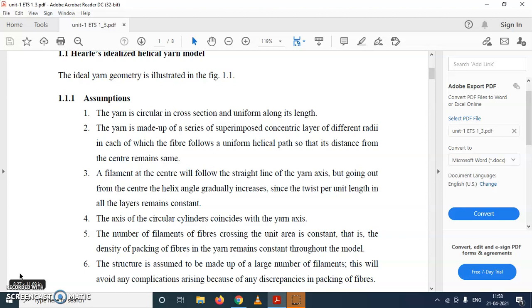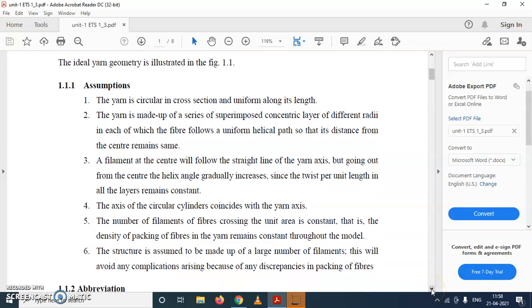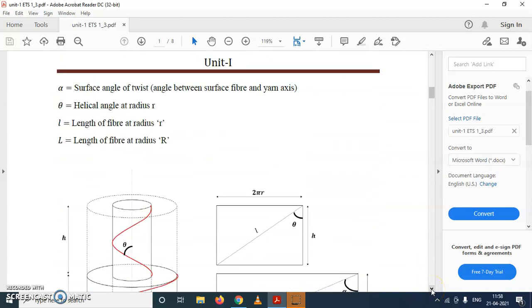Now the third assumption is that filament at center will follow straight line of yarn axis, but as distance from the center increases, the helix angle gradually increases because turns per unit length is constant in all the layers. Let us first see the figure.